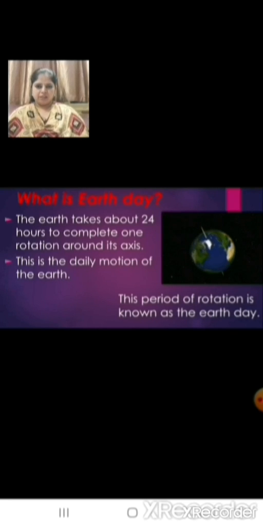Now, let us learn what is Earth Day. As we know, the earth takes about 24 hours to complete one rotation around its axis. This is the daily motion of the earth. So, what is this known as? This period of rotation is known as the Earth Day.